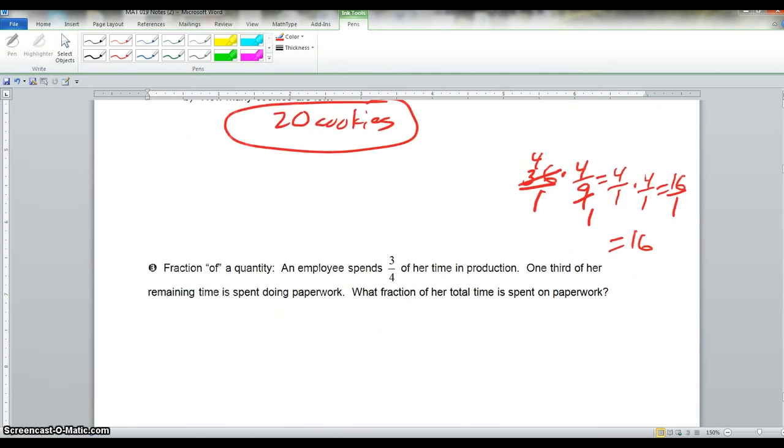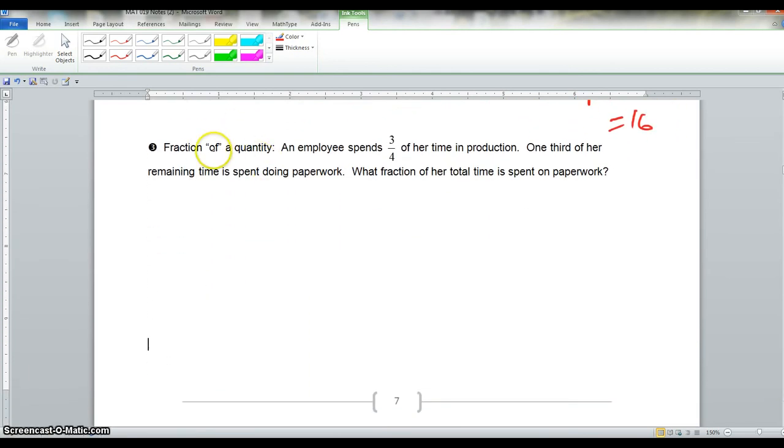Now we have problem 3. It says a fraction of a quantity. An employee spends 3/4 of her time in production. 1/3 of her remaining time is spent doing paperwork. What fraction of her total time is spent on paperwork?